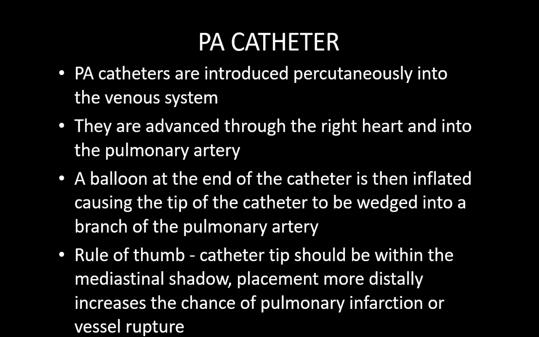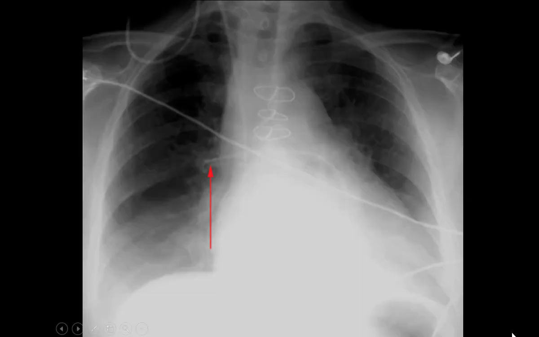Now the position on X-ray, the rule of thumb is the catheter tip should be within the mediastinal shadow. Placement more distally would increase the chance of it lodging into a smaller distal branch, leading to pulmonary infarction or vessel rupture. So on chest X-ray, you can see this is the pulmonary artery catheter, and the tip of the catheter is within this mediastinal shadow. It should not go beyond this shadow.